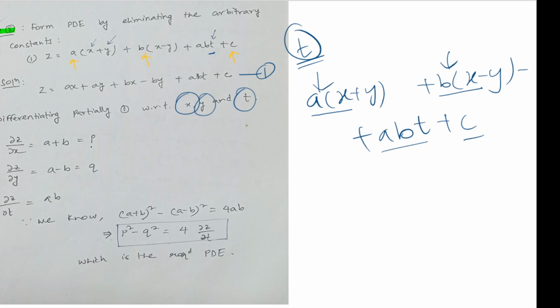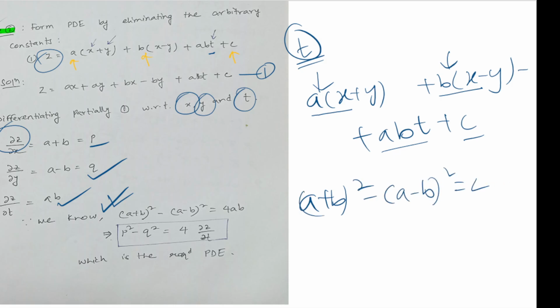So I will get a plus b equals p, because dz dx is already p: z is being differentiated with respect to x, so I will get dz dx. Same goes for this and this as well. After that I have just replaced the values, and applied this formula: a plus b whole square minus a minus b whole square is equal to 4ab. We have studied that in the lower classes. I have just applied that, and as I have got a plus b, a minus b and ab, I can very easily connect them to get the required partial differential equation. You can see that and you will very easily understand it.